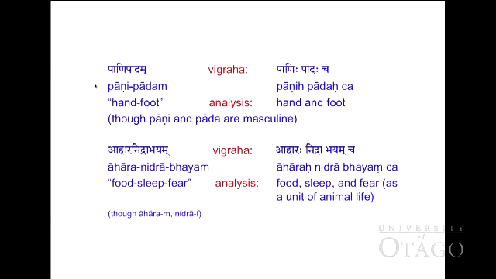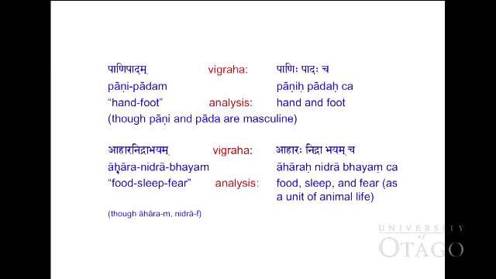Here is another example of Samahara that we consider as one thing, such as Pani, hand, Padam, foot. So Pani Padam declines in neuter, singular. Padam comes from Panihi Padaha cha, hand and foot. Panihi, hand, Padaha, foot. So though Pani and Pada are masculine, Pani masculine, Pada masculine, we have to decline in neuter.